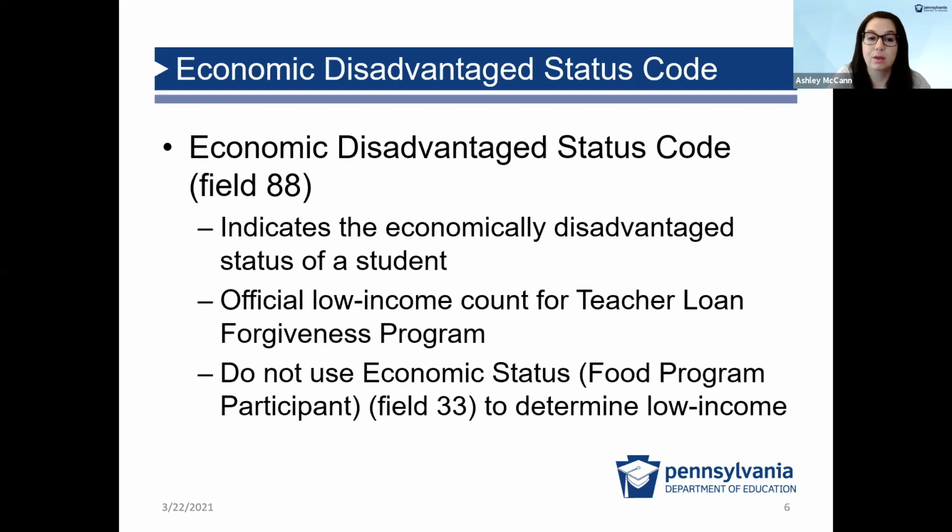So one of the important fields in the October 1 student snapshot template is academic disadvantage status code. That's field 88. This indicates the economically disadvantaged status of a student. It's used for the official low income count for the teacher loan forgiveness program. So it's really important to the teachers at your LEA. You should not use the economic status food program participant field, field 33, to determine low income because it may not be accurate based on if you are a CEP school or not.